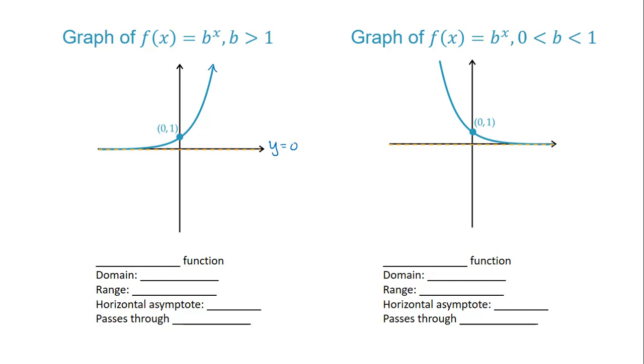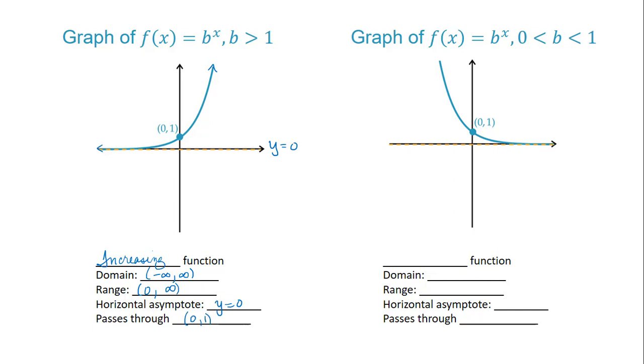The graph will always go through the y-intercept of 0, 1, and it's increasing from left to right. So this is an increasing function. The domain is all real numbers, negative infinity to infinity. The range is 0 to infinity. The horizontal asymptote is y equals 0. And it passes through that key point of 0, 1.